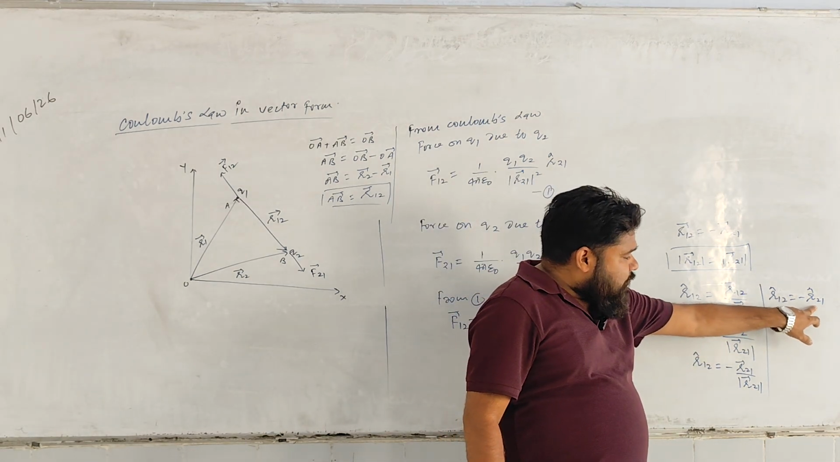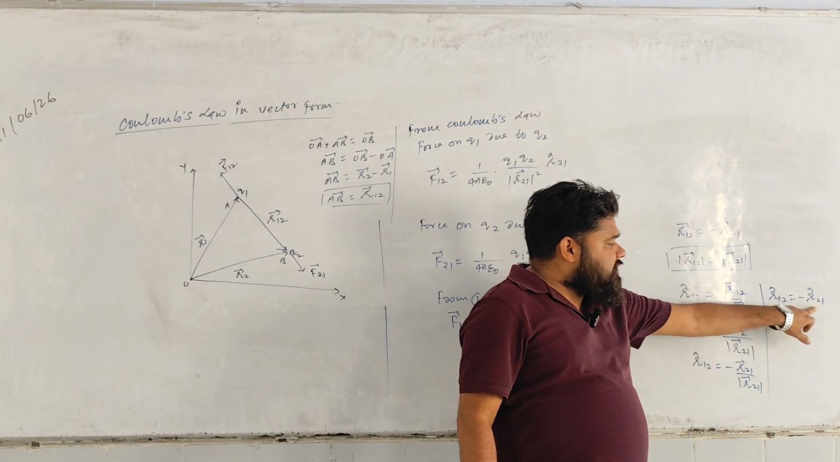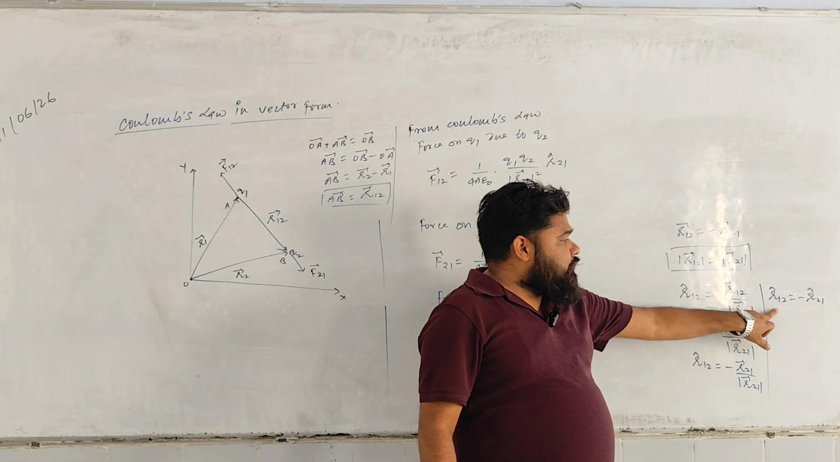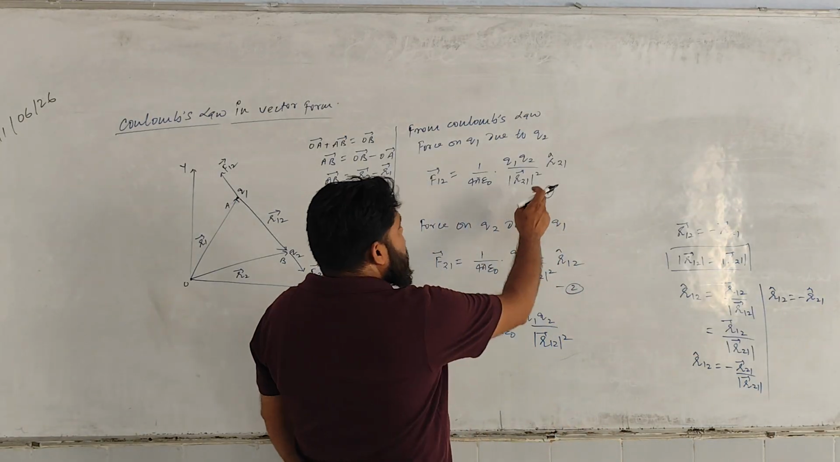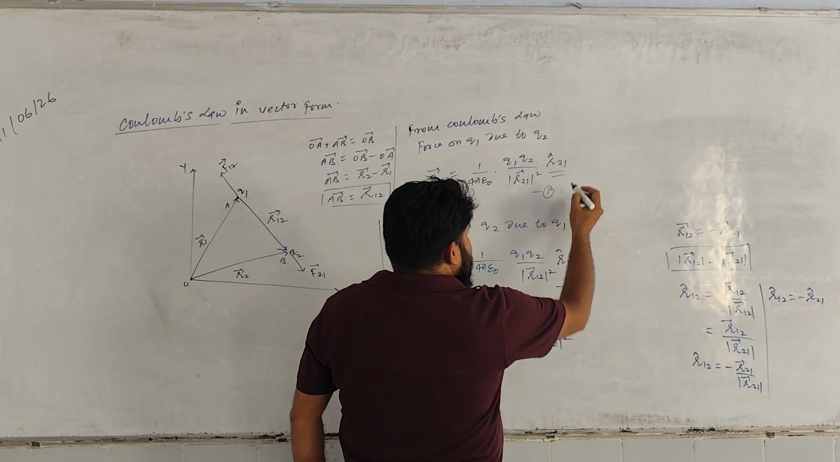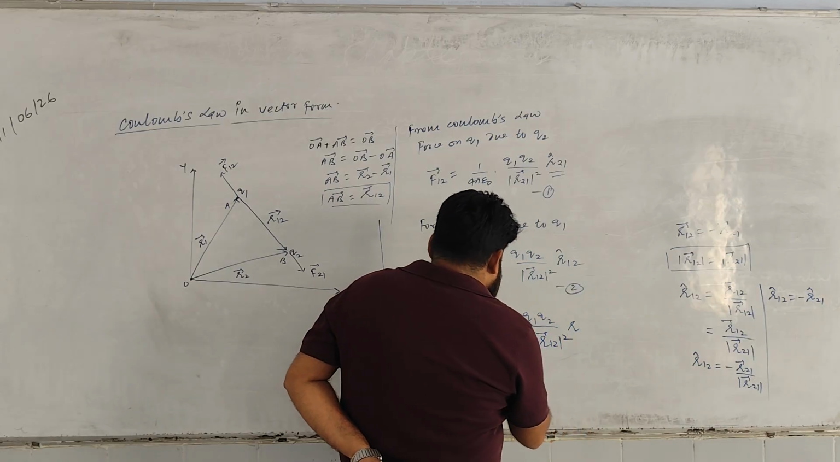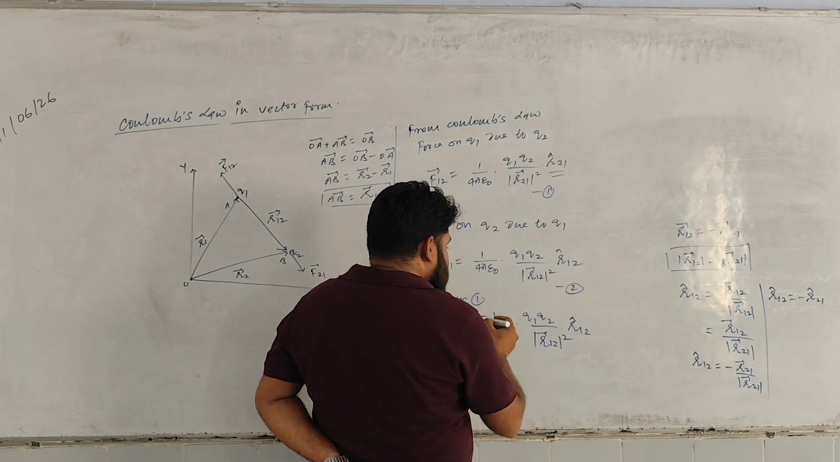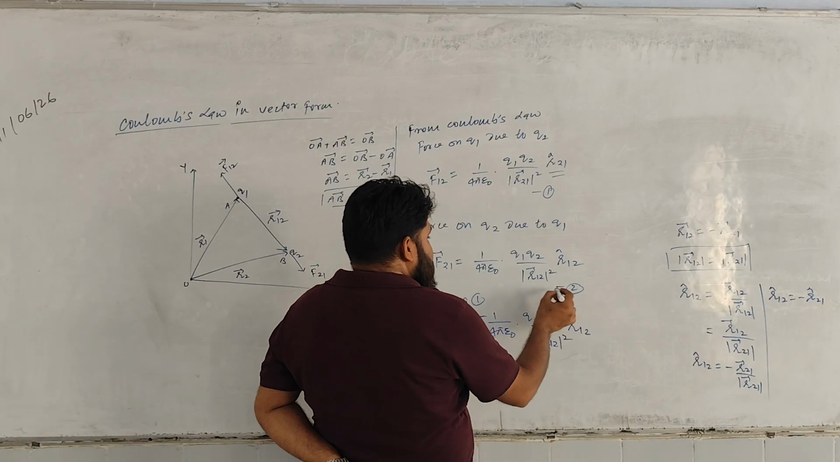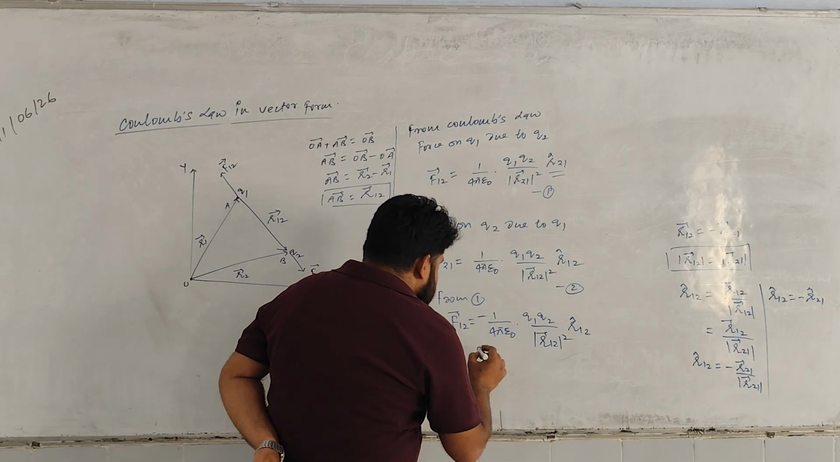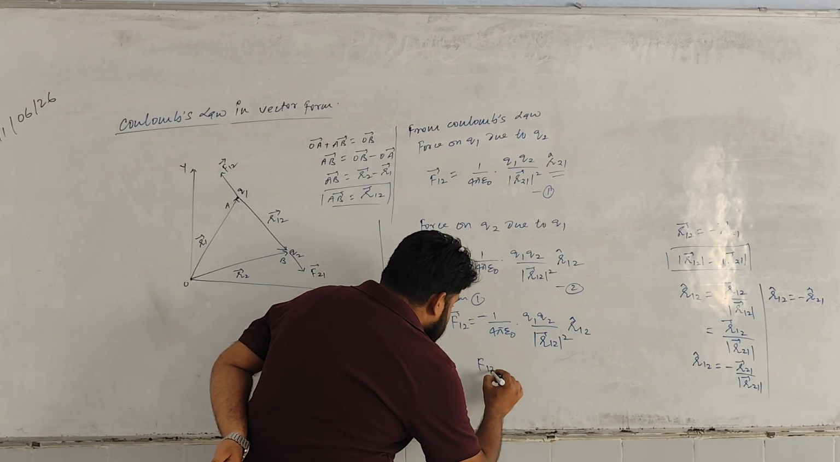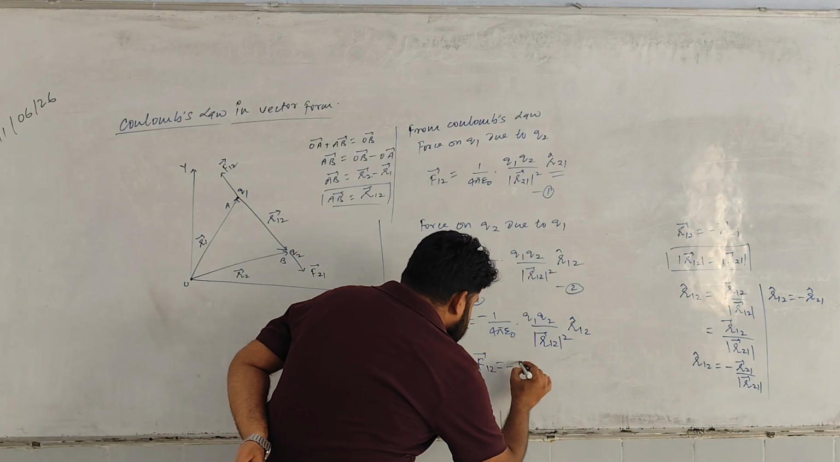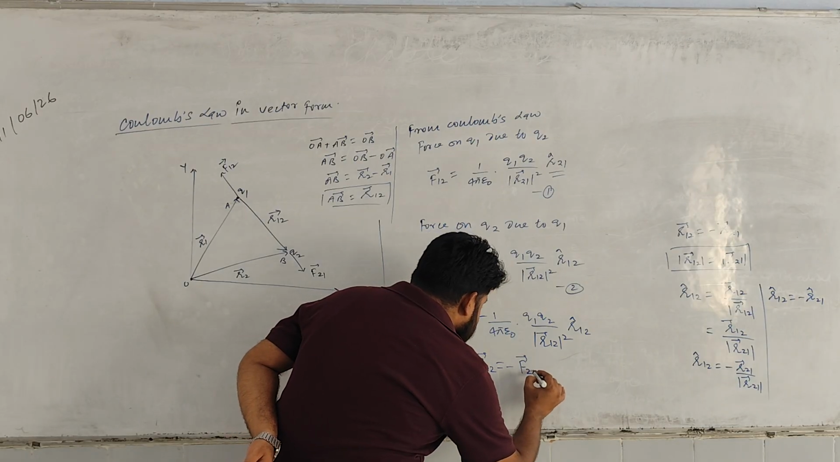That is, the unit vector of R21 will be equal to what? Opposite to the unit vector R12. So here R21 can be written as negative of R12, and the whole quantity can be written as, from equation 2, F12 is equal to negative of force F21.